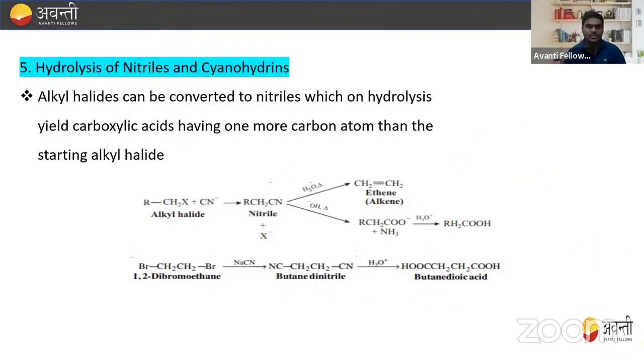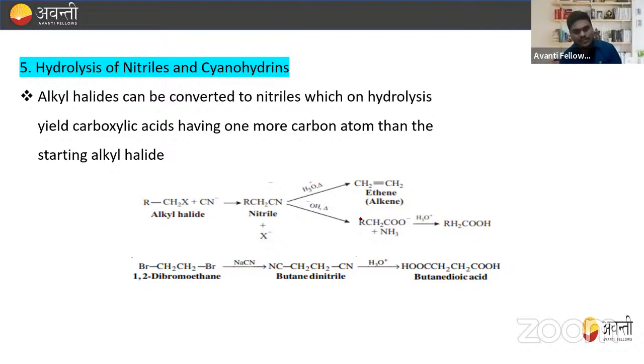Now, hydrolysis of nitriles and cyanohydrins. Basically, alkyl halides can be converted to nitriles, which on hydrolysis give carboxylic acids having one more carbon atom than the starting alkyl halide, right?